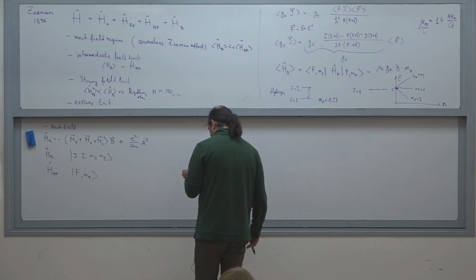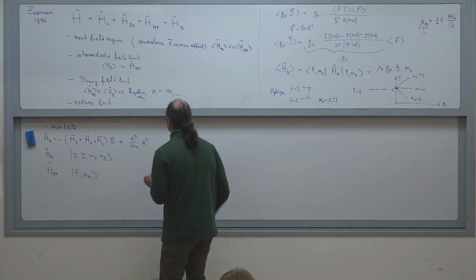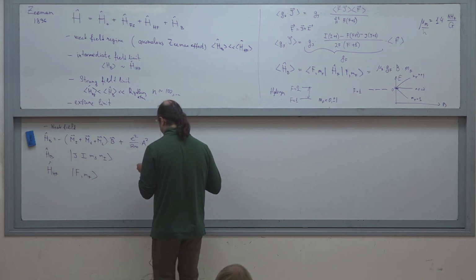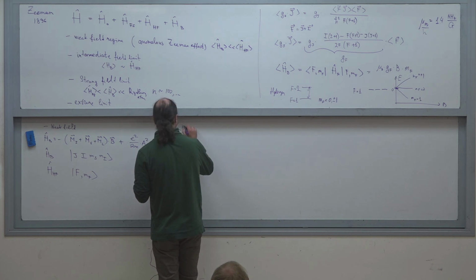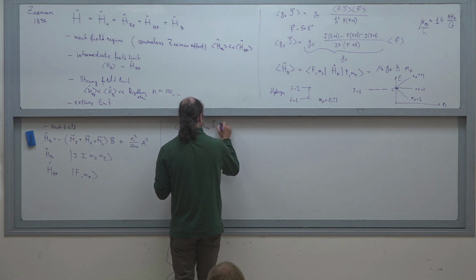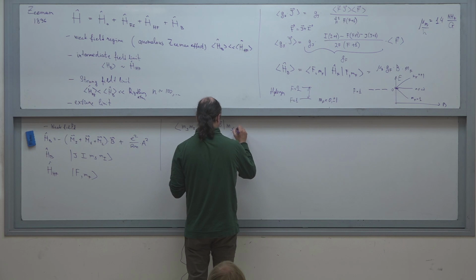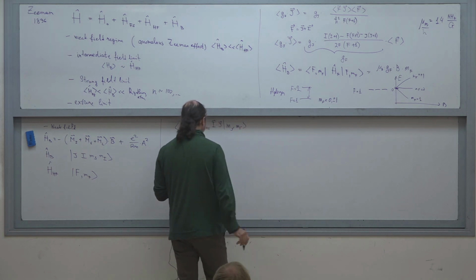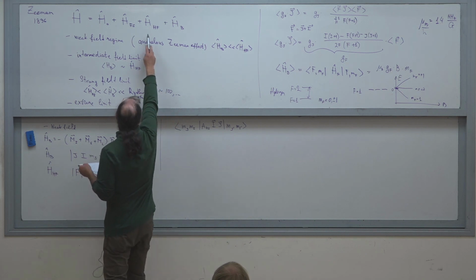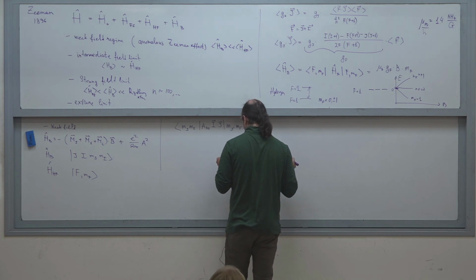So we have to do the following. We have to calculate two parts. One is <M_J, M_I| A_hyperfine I·J |M_J', M_I'>. This is the part of the hyperfine interaction, plus the Zeeman operation.